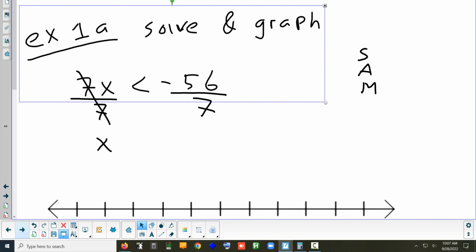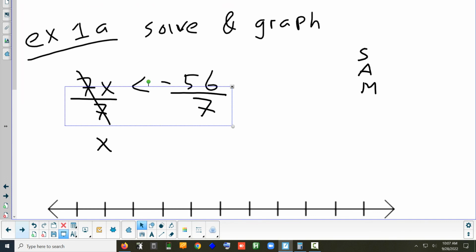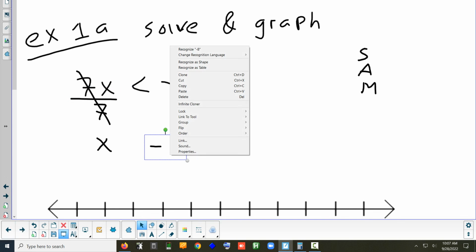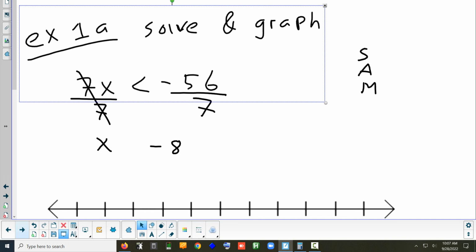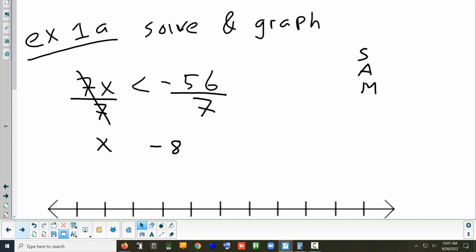And what about negative 56 divided by 7? You can use a calculator if you need to, but it is in the times tables. Yeah. Negative 8. So negative divided by positive is a negative, and 56 divided by 7 is 8. Now I had a negative here, so should I flip this inequality?